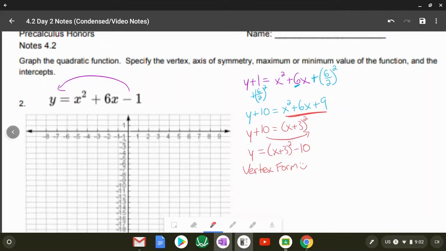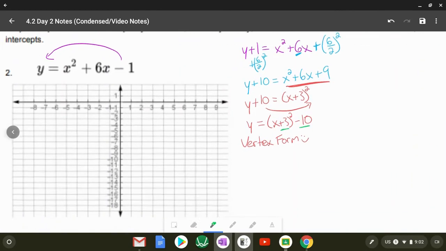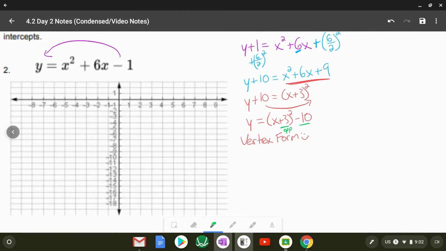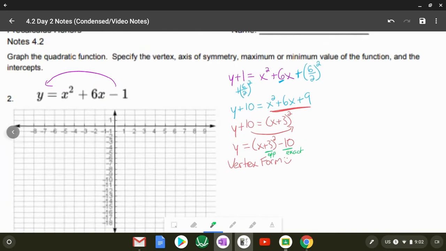So now that we have it in vertex form, we can specify the vertex, which is a lot easier because we just have to look here. Remember, opposite inside, exact outside. So the vertex is -3, -10. So -3, -10. Go ahead and plot that. And then the axis of symmetry, since we know the vertex, we can just say that the axis of symmetry is x equals whatever that x value is.